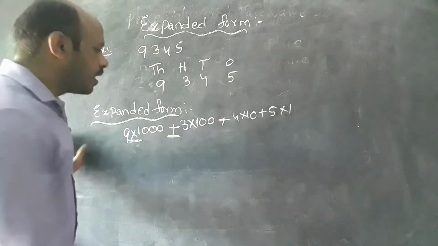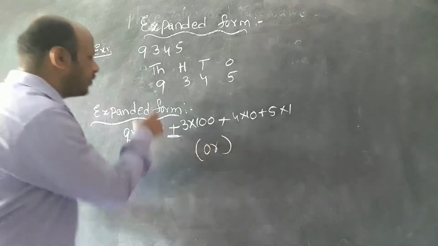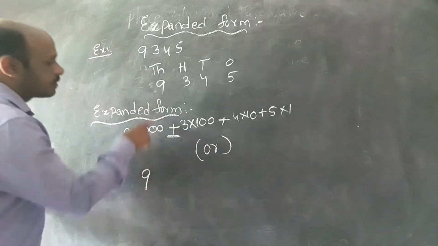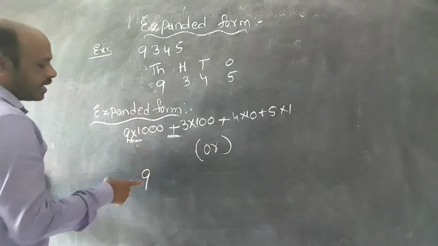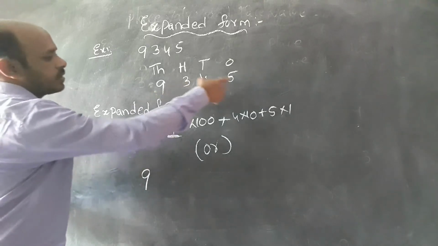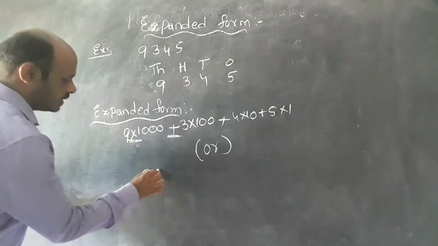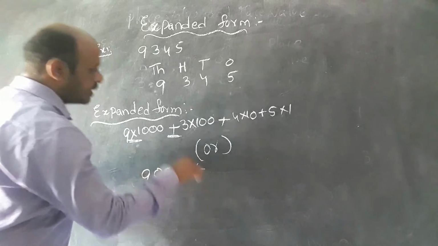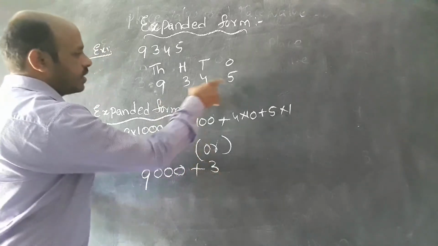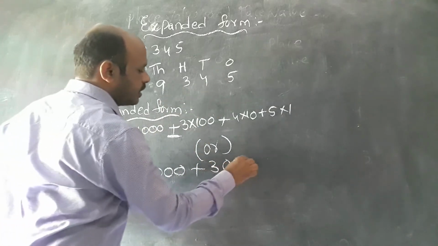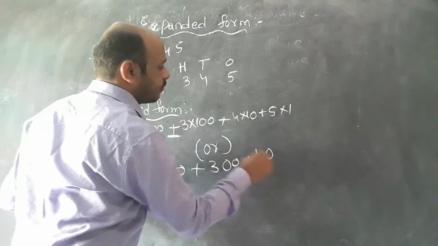Isn't it clear? One more method. This is the expanded form. Directly you can write 9. After 9, 1, 2, 3, three digits are there. We can write 3 zeros. 1, 2, 3 zeros. Plus next, 3. After 3, 1, 2, two zeros are there. Keep two zeros. Plus 4, after it 1 digit is there.